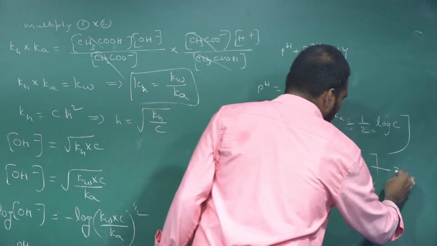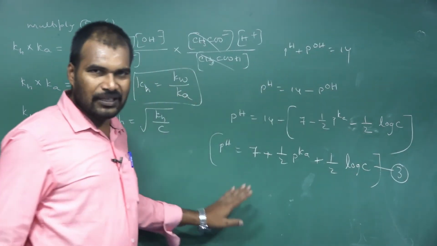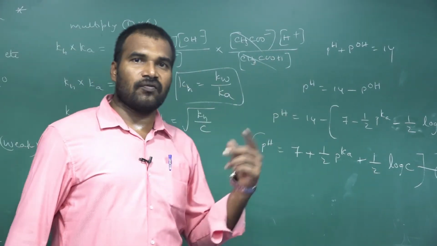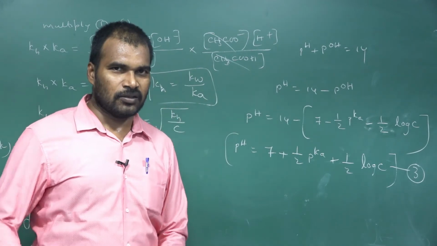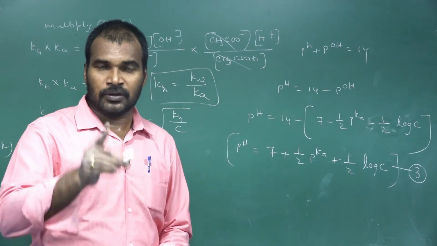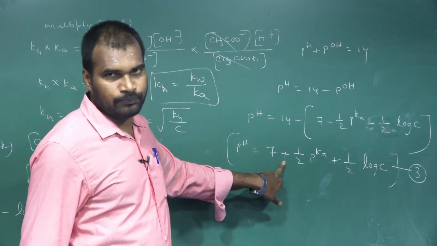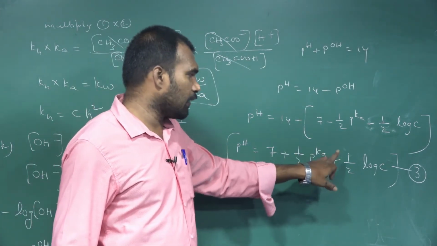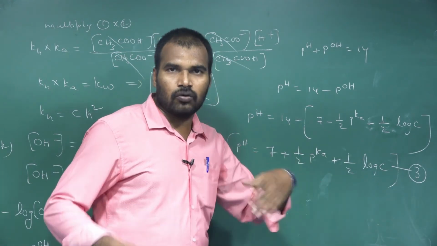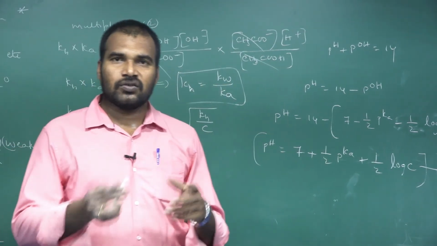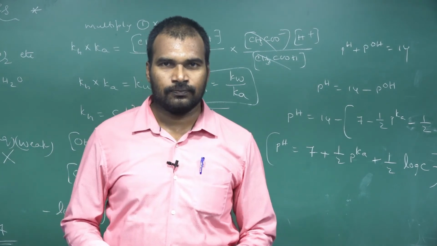So this is the equation we use to calculate the pH of the third case, that is weak acid strong base. So the final solution was basic, so the pH should be greater than 7. That is why 7 plus half pKa plus half log C. So this is the salt hydrolysis of weak acid and strong base.